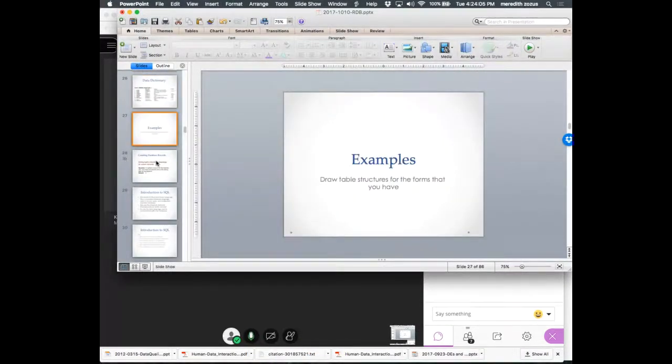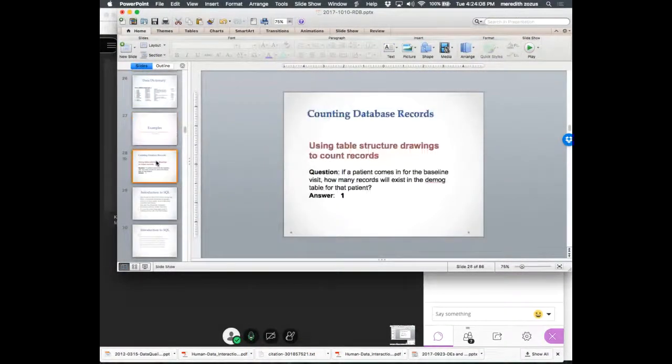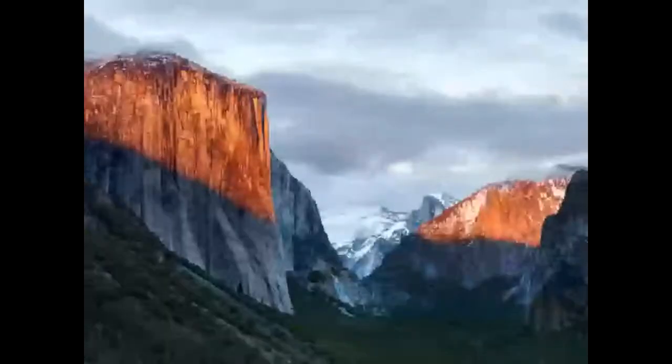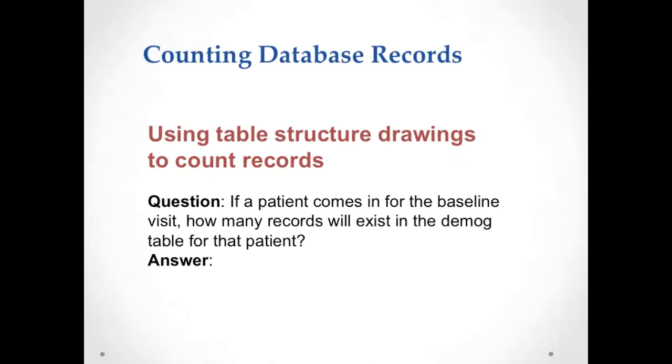Okay, so that's an example data dictionary. So what I want to do now is, given your demographic form, now that everybody already knows the answer, if this was for a study and a patient comes in for the baseline visit, and your DEMOG table just has one row of data per patient, how many records will exist in the DEMOG table for that patient?